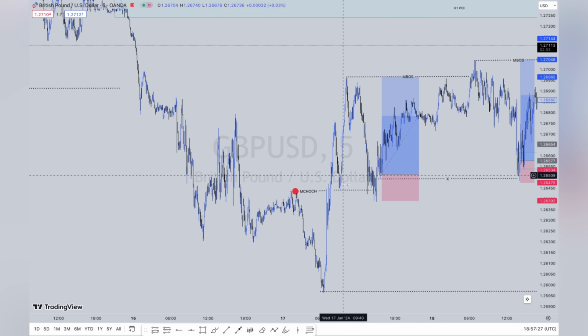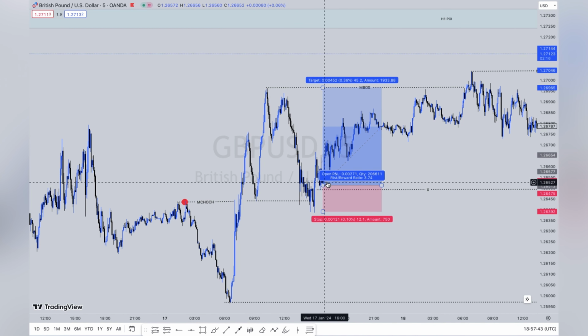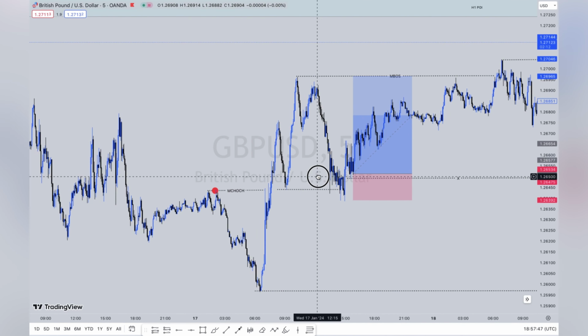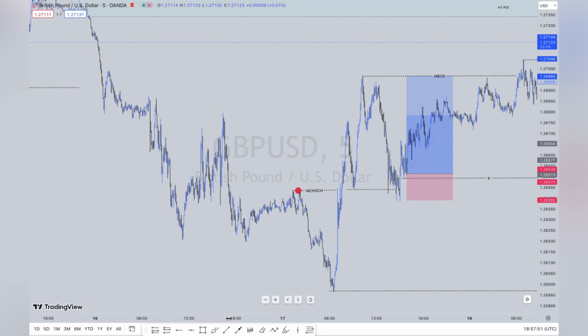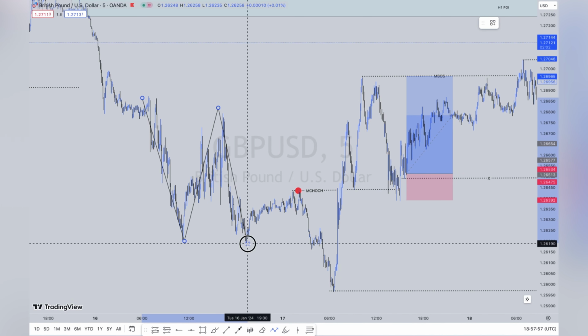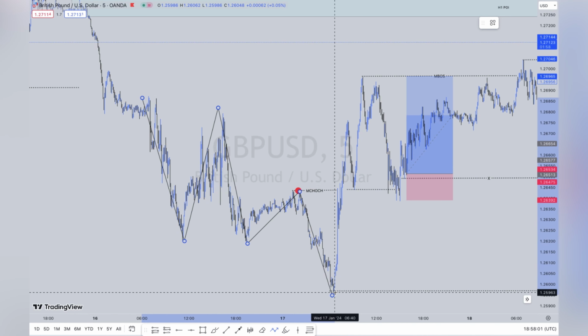So if we met price, I don't have the replay yet. If we met price doing this thing around here, for us to be able to take this trade, we have to look at the structure on this time frame. You can see that we are having a low, then a lower high, and then a lower low.